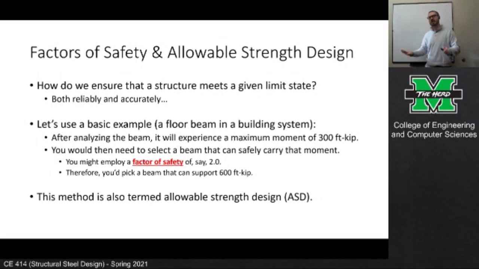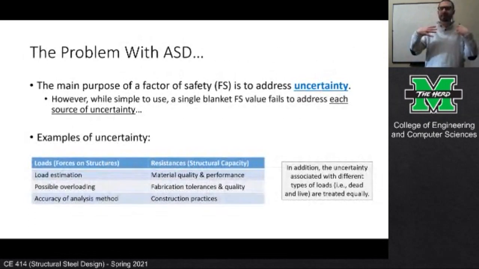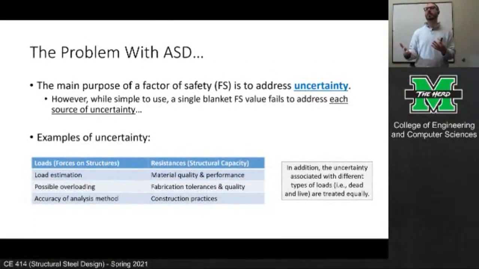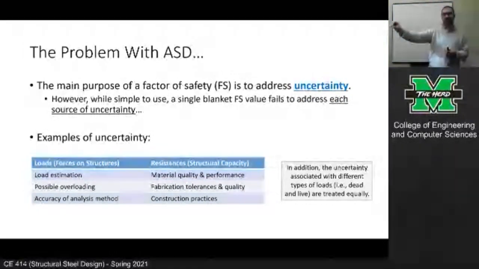But in order to discuss that, we need to talk about the reasons. Why do we even use a factor of safety? I mean, if the structural analysis is perfect and succinct from a static standpoint, why do we even need to do that? Well, there are some problems with ASD, and the main purpose of ASD and using factors of safety is to address uncertainty. But while it's simple to use, a single value doesn't address each source of uncertainty.